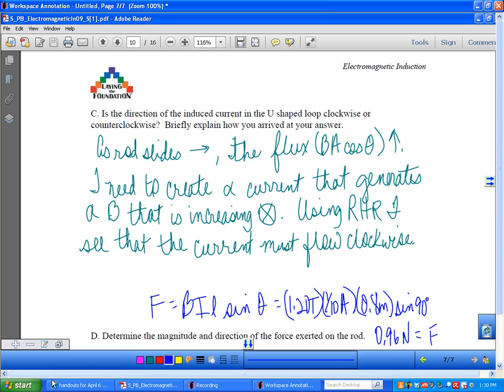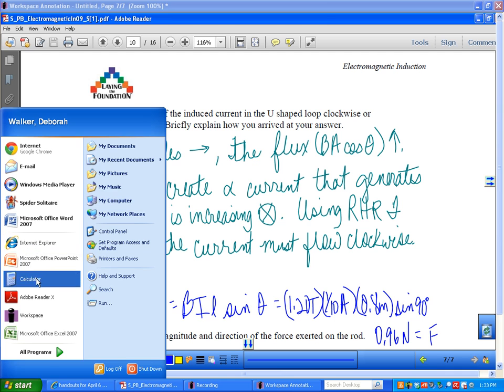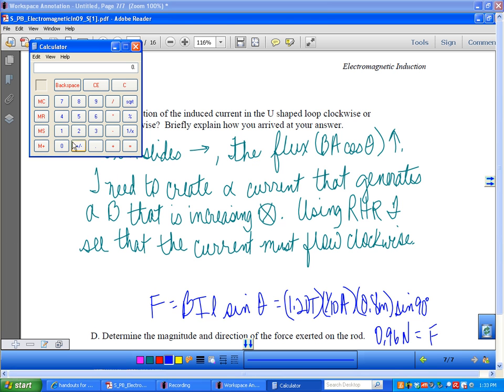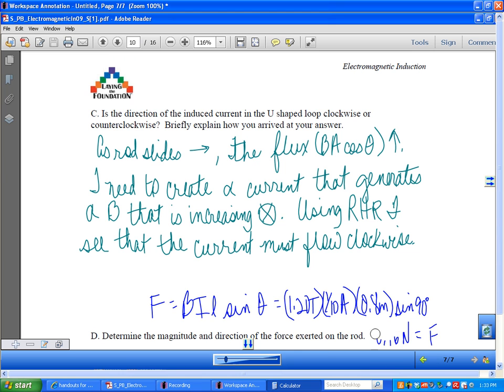But I'm going to check that real quick. So let's say 0.1 times 1.2 times 0.8. I needed another 0, I can already tell. Should have been 0.096. Good job, Miss Walker. 0.096 newtons. Now, that's the magnitude.